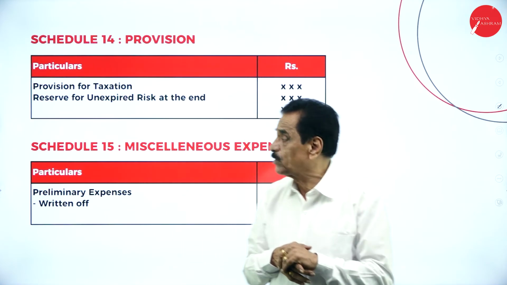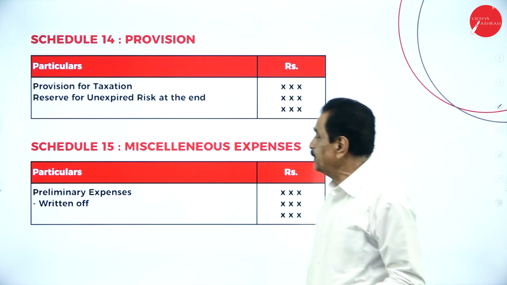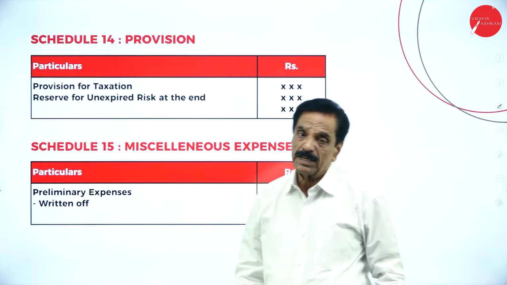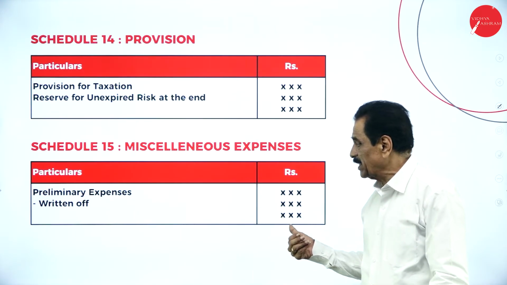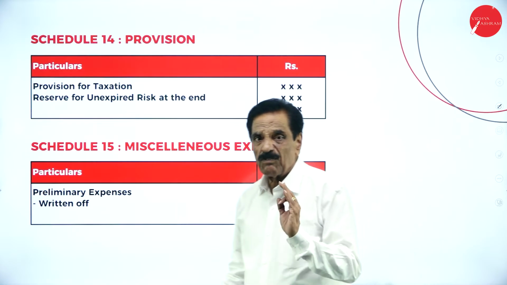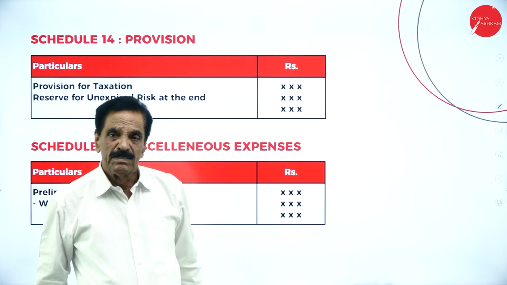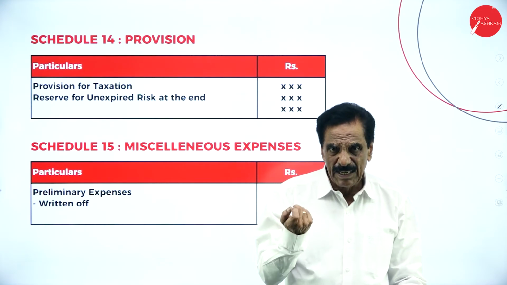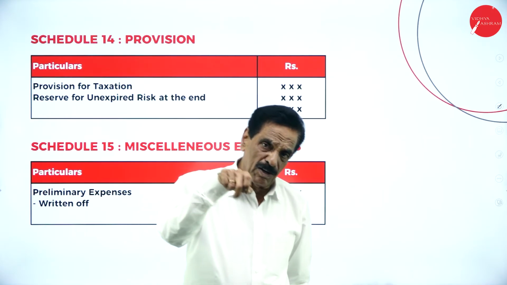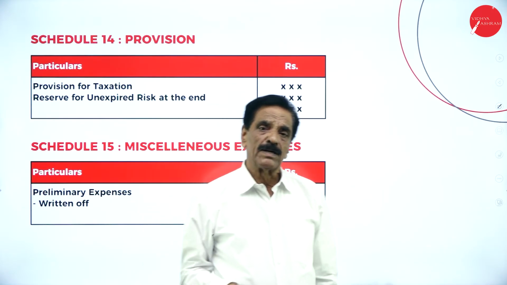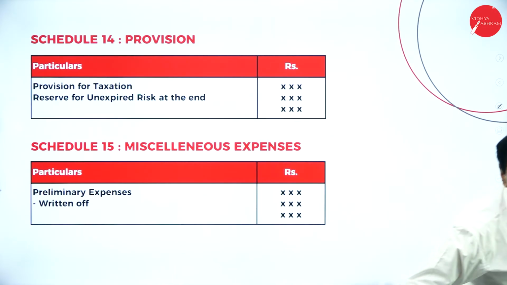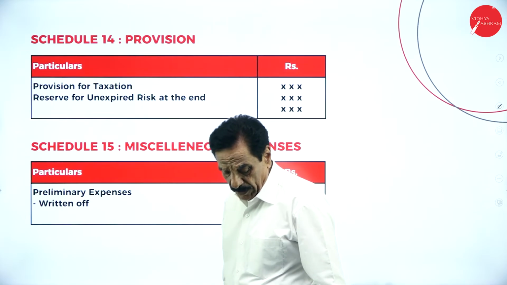Then schedule number 15, miscellaneous expenses. If preliminary expenses written off is there, that should be deducted. So this is the pukka format of the general insurance company. In examination, if they ask, first is 10 marks for revenue account, then 15 marks for revenue account with a balance sheet. So that should be understood here. So this format you have to learn.